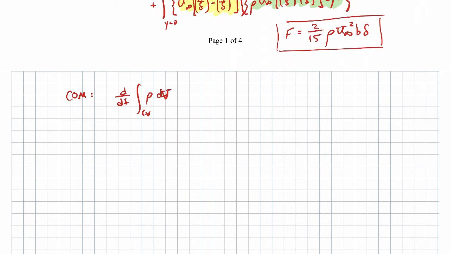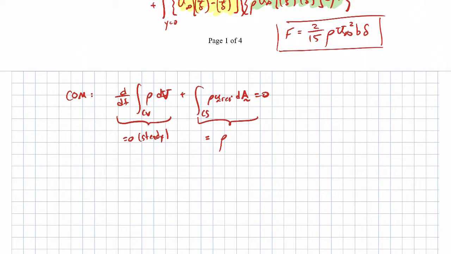We'll rewrite the equation and then simplify. Always start with your governing equation. All right, so the first term again is going to be 0 because it's steady. The second term, if we think about the left-hand side, that'll be a density times u infinity in the i hat direction, dot product with, in this case, a minus delta times b i hat.